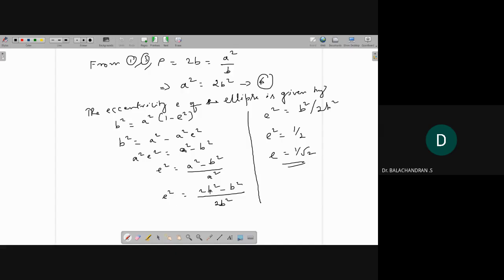So e square equal to 2b square minus b square divided by, again, a square equal to 2b square. The numerator is b square, the denominator is 2b square. So b square gets cancelled. So e square equal to 1 by 2 and e equal to 1 by root 2. So this is the answer for this problem. Okay. So can I go to the next problem?